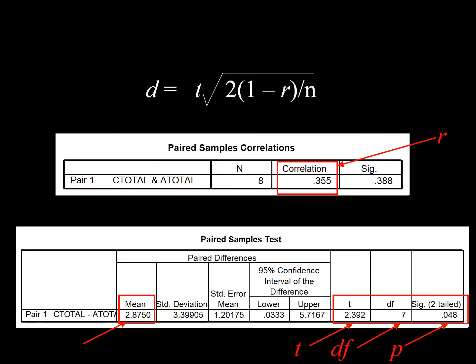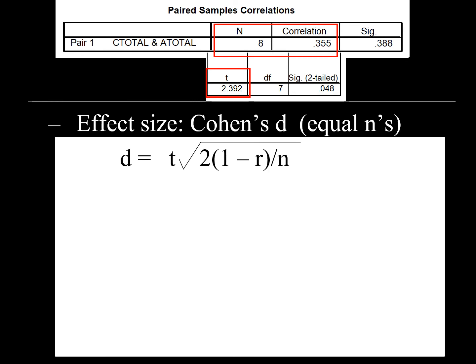So again, what we're looking at here is we're taking t, the calculated test statistic, 2.392, and we're multiplying it by the square root of 1 minus r, the correlation, divided by the n, in this case 8, and then of course multiplied by 2, and then the square root. So let's walk through this equation. So the effect size here, here's the information we need. We need to know our n, we need to know our correlation, and we need to know our t-score.